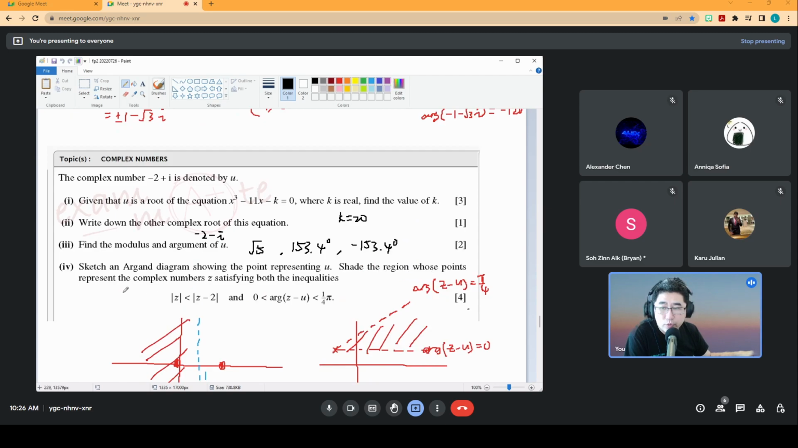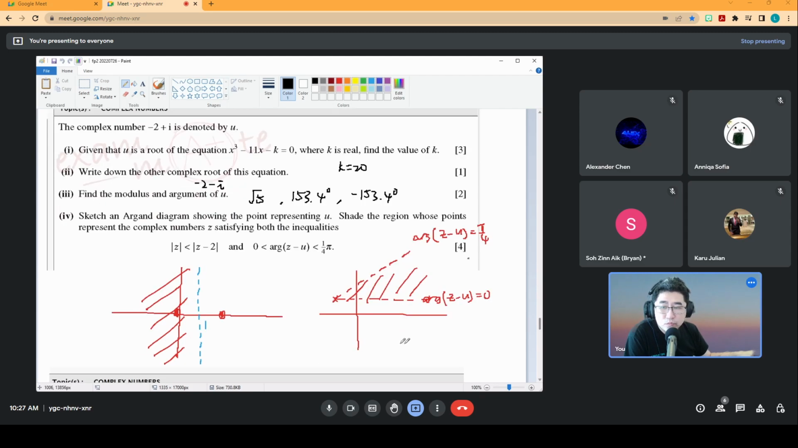Shade the region representing the complex number z. For modulus z less than modulus z minus 1, so we have z minus 2, we have 2 here, we have 0 here. This is a perpendicular bisector. Therefore we shade this side. Then 0 to pi over 4, for z minus u, is over here, at minus 2 plus i. Then this is the region, from angle 0 to 45 degrees. Therefore we shade this region.